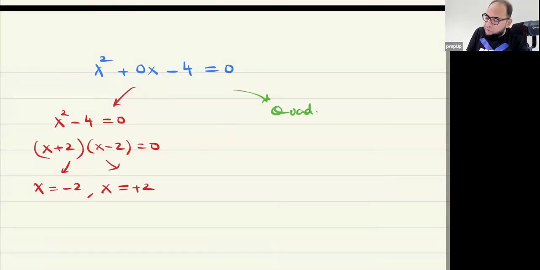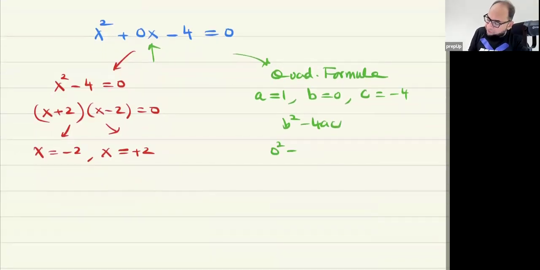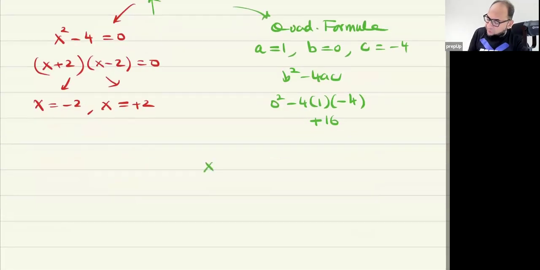Yes, you can use the quadratic formula even if the coefficient of x is 0. It doesn't make a difference. a is 1, b is 0, c is negative 4. Let's first evaluate b squared minus 4ac, which is 0 squared minus 4 times 1 times negative 4. I went a step ahead. That comes out to be plus 16.